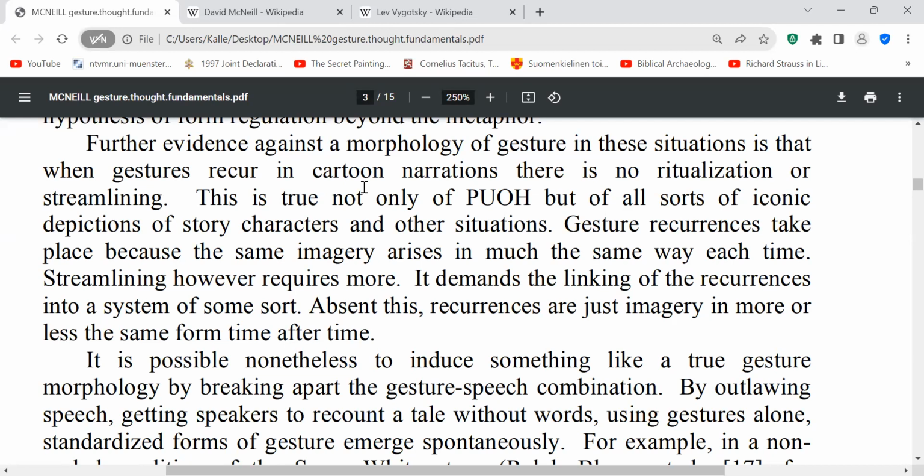Streamlining, however, requires more. It demands the linking of the recurrences into a system of some sort. Absent this, recurrences are just imagery in more or less the same form time after time.